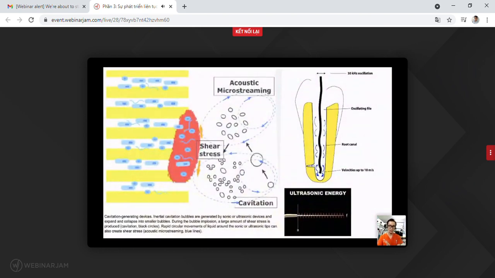How about acoustic microstreaming? Now we have learned how biofilm is attached to the dentinal structures, and we have to remove the biofilm by mechanical action. Thus, we need ultrasonic energy to remove the biofilm completely from the dentinal structures. Not only biofilm, but also predentin. Predentin is very hard to remove during endodontic treatment because it is the part of the pulp, and it is attached very tightly.